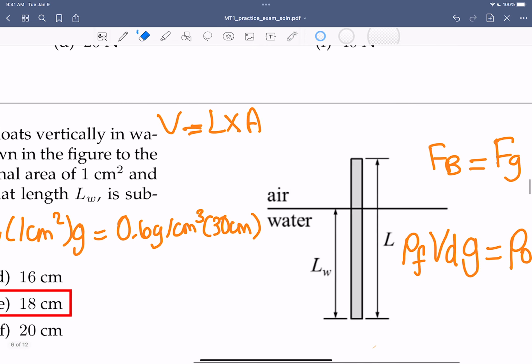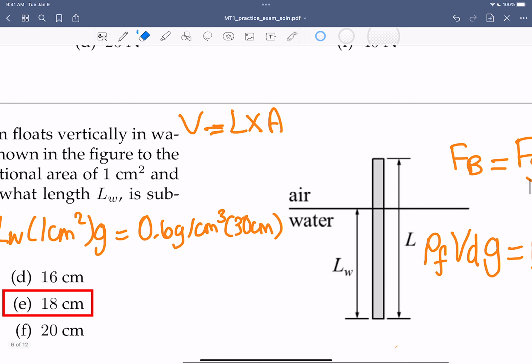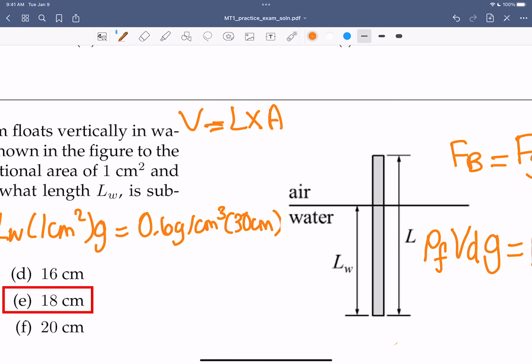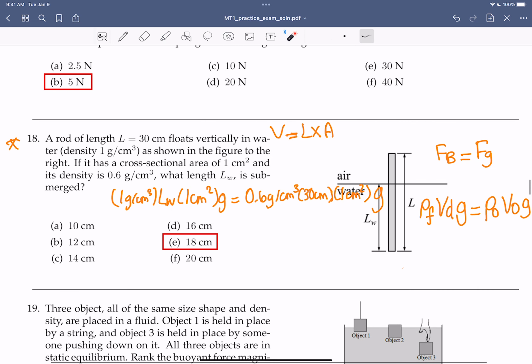And then we can multiply that by the cross-sectional area, which is 1 centimeter squared, and then multiplied by gravity. Like I said, when you're plugging into your calculator, gravity doesn't even factor in at this point because they're the same, so there's no point in putting them together. It'll just add more values to your calculation and throw things off.